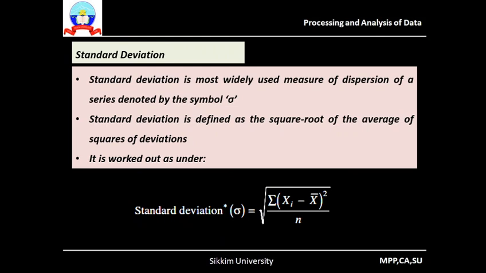Now let us move on to standard deviation. Now standard deviation is one of the most widely used measures of dispersion. Standard deviation is defined as the square root of average of squares of deviation. So standard deviation has the following equation. It is the root of sum of squares of differences from mean divided by total number of instances. So this is the equation for standard deviation.